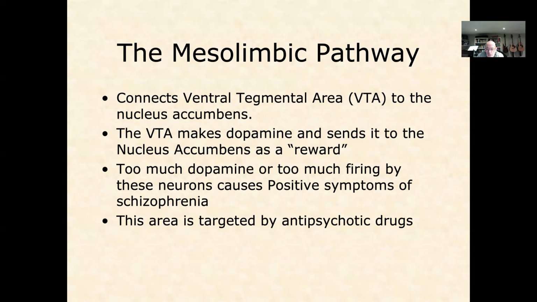Okay, so this pathway connects the ventral tegmental area to the nucleus accumbens. Now, the VTA, ventral tegmental area, is a place where the dopamine is made in the brain. Okay, and it's sent to the nucleus accumbens as a reward. So if you're watching a football match and your favorite team suddenly scores a goal and you're feeling great about that, then you're getting a hit of dopamine in that way.